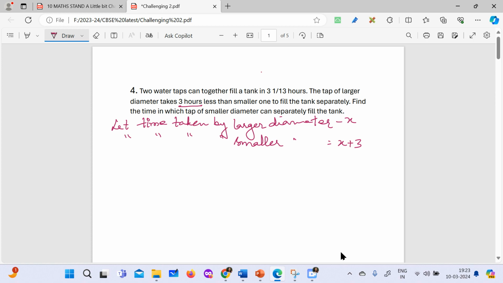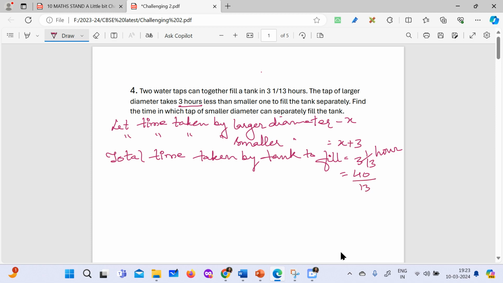Now the total time taken by the tank to fill is 3 and 1 over 13 hours, which is nothing but 40 over 13 hours.